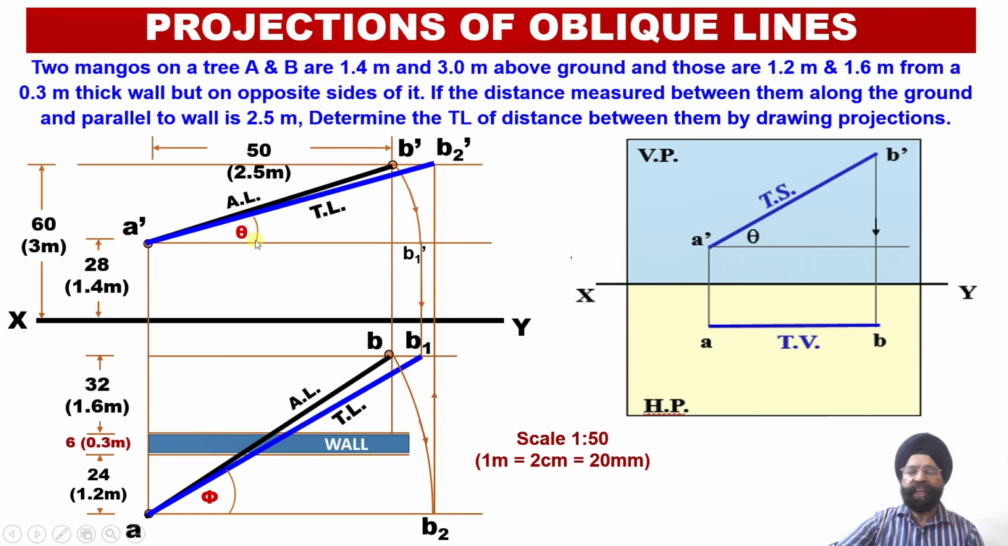Having obtained this true length, now the true inclination of this true length, that is A dash B2 dash, with the horizontal plane, will be termed as angle theta. So angle theta can also be evaluated.